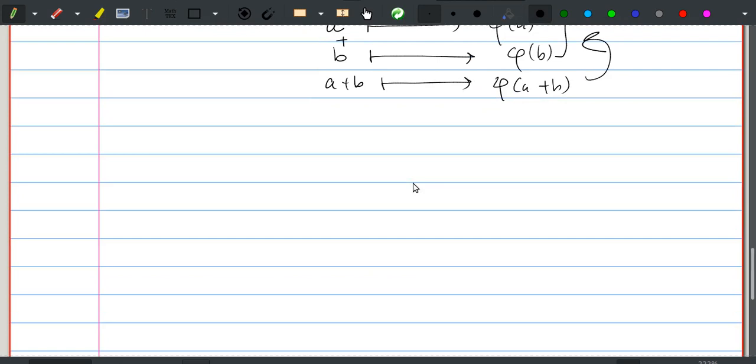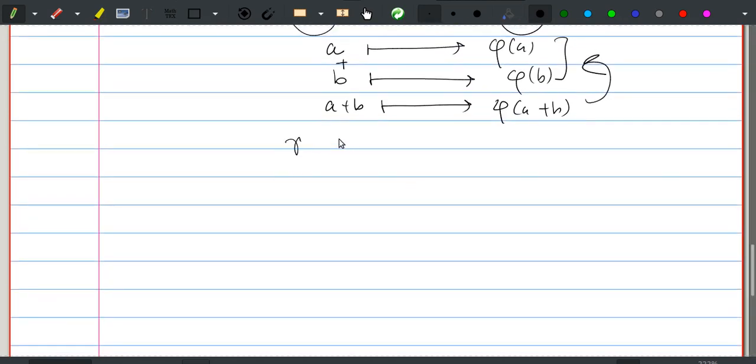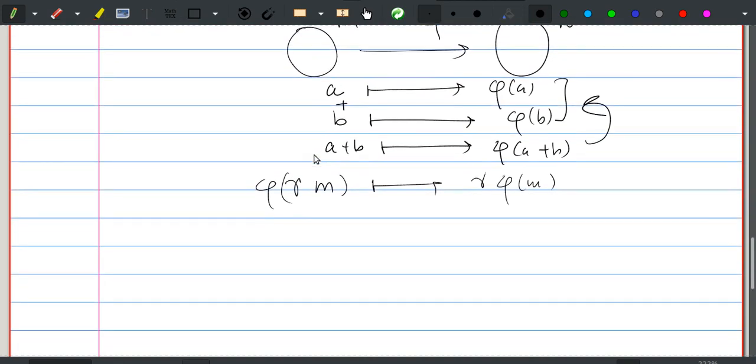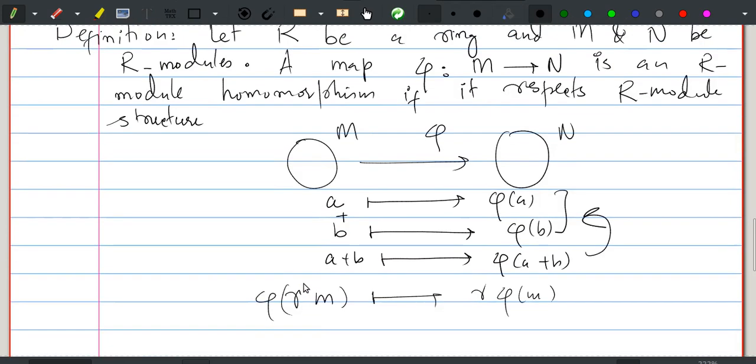And also if r is in R and m is in M, and phi of rm goes to r times phi of m, then we say phi respects the scalar multiplication. Now if phi is a map which respects the addition structure and the scalar multiplication structure, then phi is said to be an R module homomorphism. That is, if it respects the R module structure.